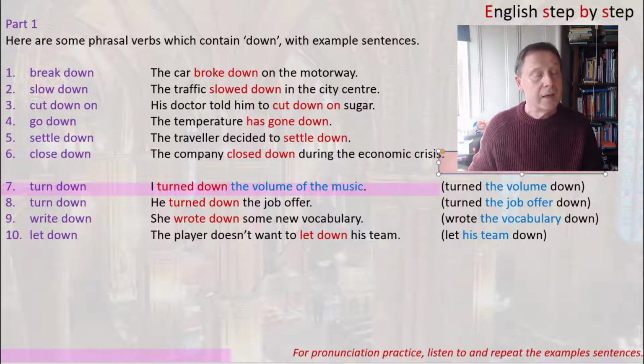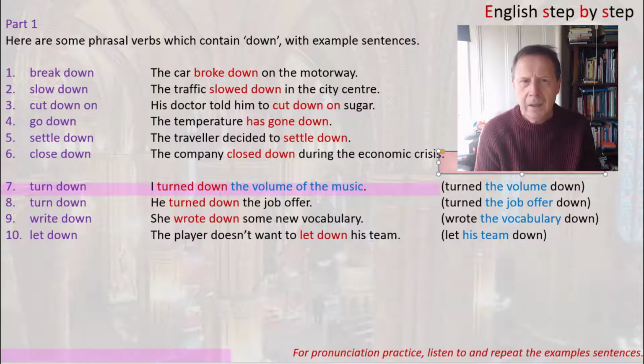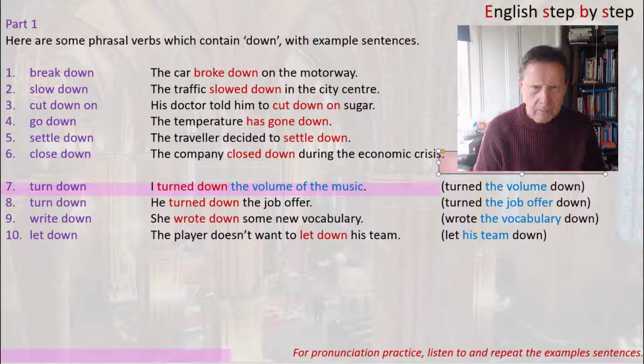The next example is number 7, turn down. Now, this phrasal verb has more than one meaning. If we look at the example sentence, we can see a context to help us. I turned down the volume of the music. So in this case, it means to reduce. And the opposite would be, of course, to increase.